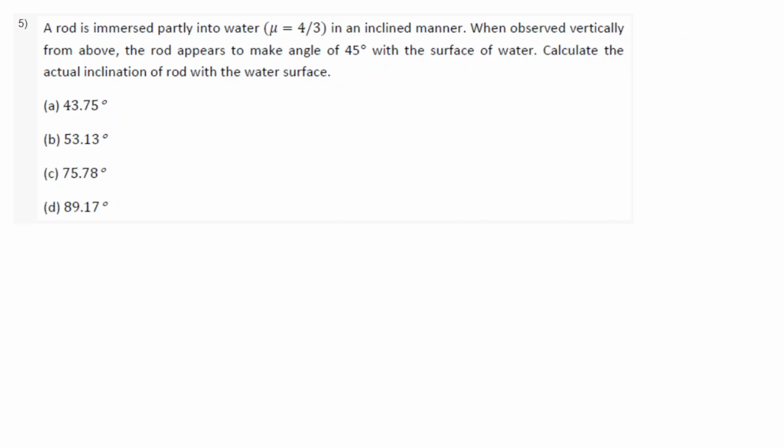So this is the correct answer. Now this next question is again on refractive index. A rod is immersed partly into water. Refractive index of water is given. So as in the earlier situation, here is the interface. Here I have air. On the other side we have water. The rod is immersed partly, meaning some part of it is in air, some part of it is in water. And the refractive index of water is given, which is 4/3.